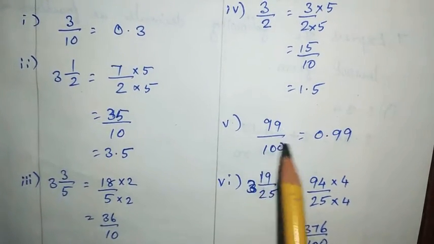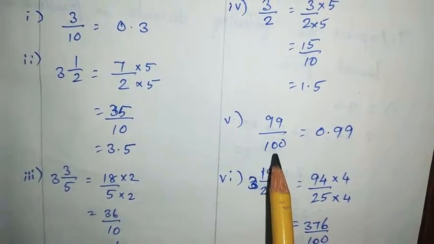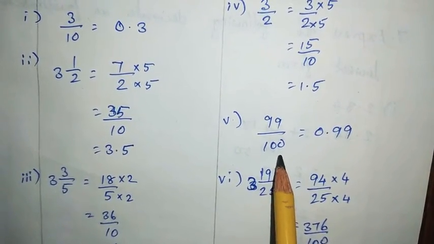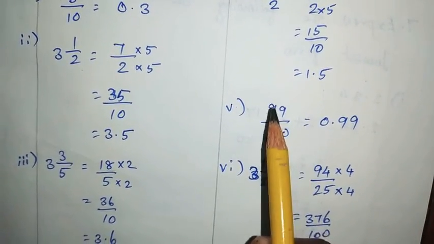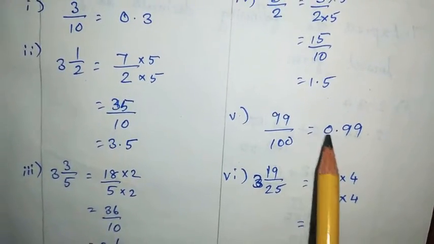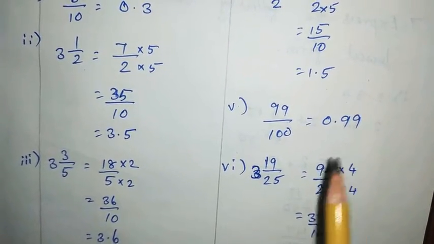Fifth sum, 99 by 100. Here the denominator is already a multiple of 100. So we can directly move the decimal two places to the left side. Then we get the answer as 0.99.